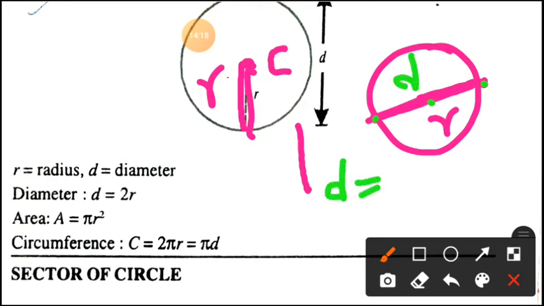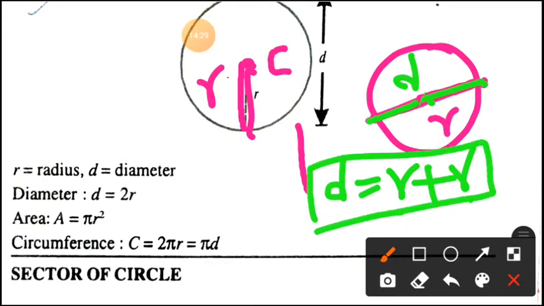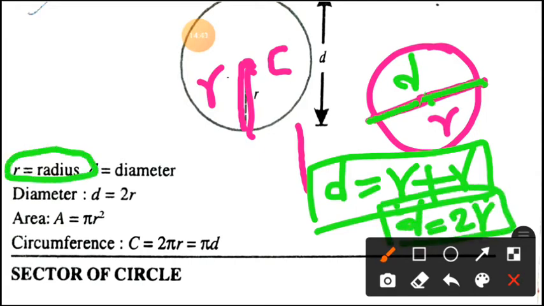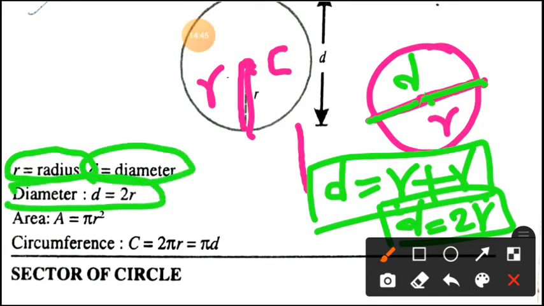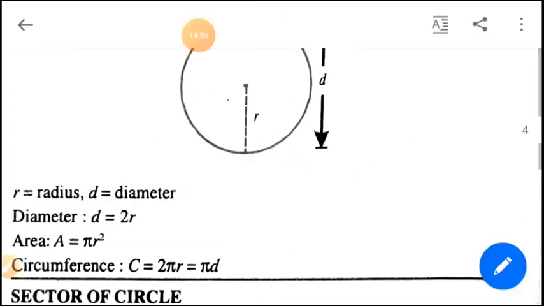Diameter is nothing but radius plus radius. This distance is R, and this distance is also R. R plus R gives us diameter. Radius plus radius, 2 into R. This is diameter. Here R is the radius, D is the diameter. So diameter D is equal to 2R.